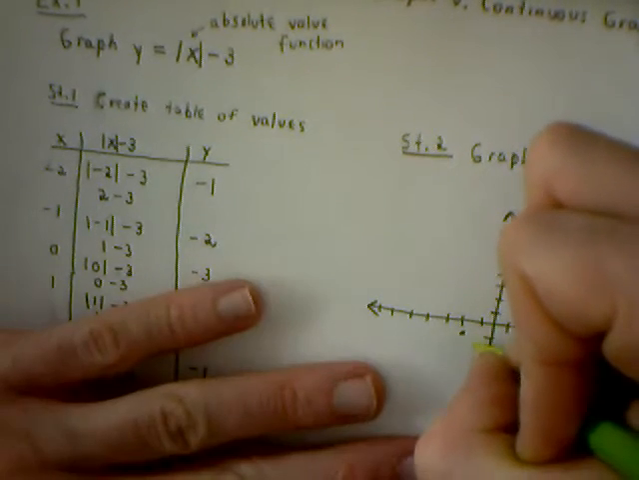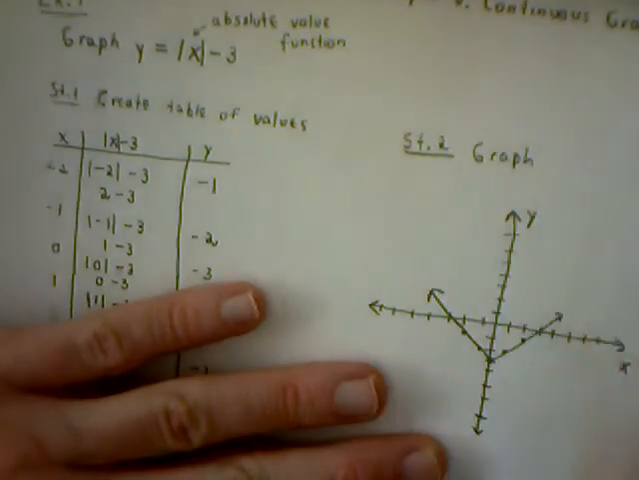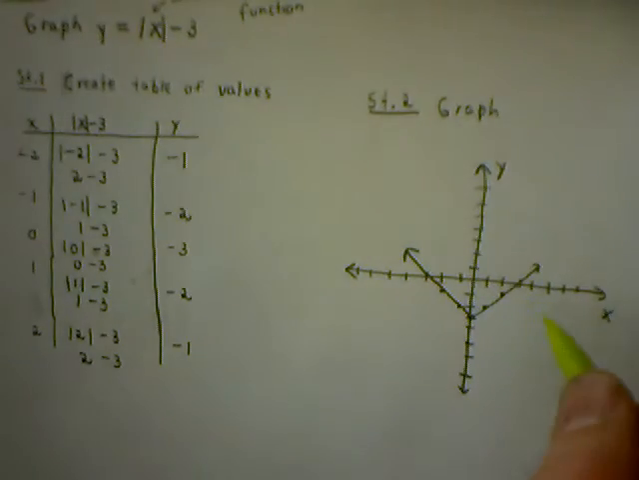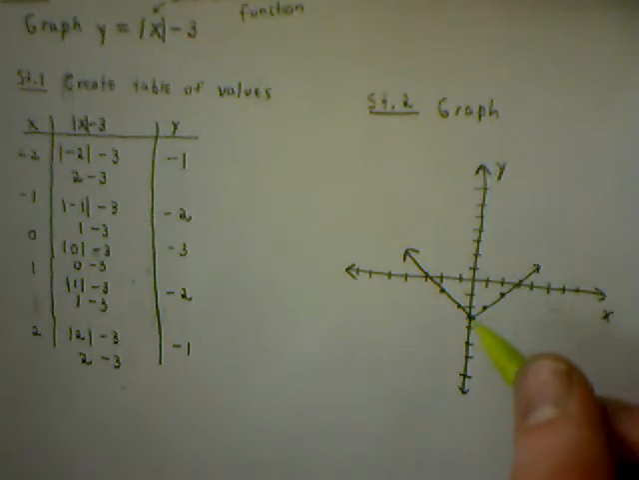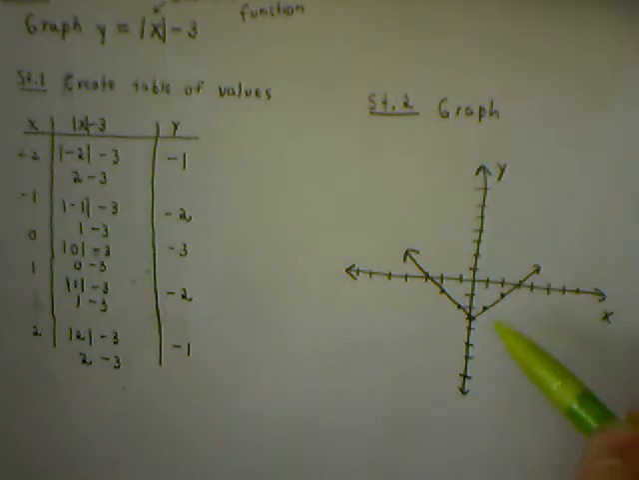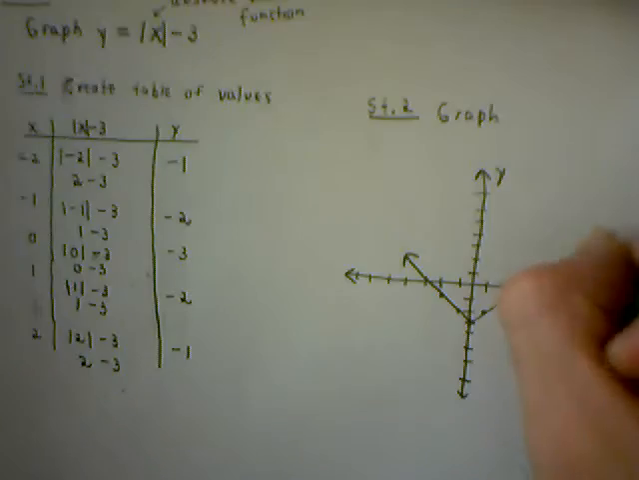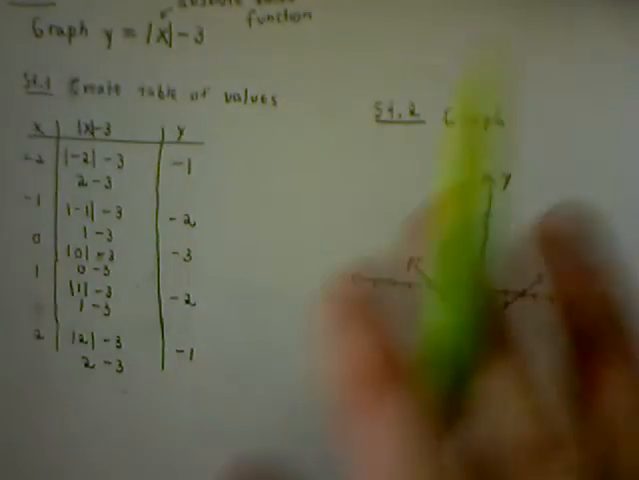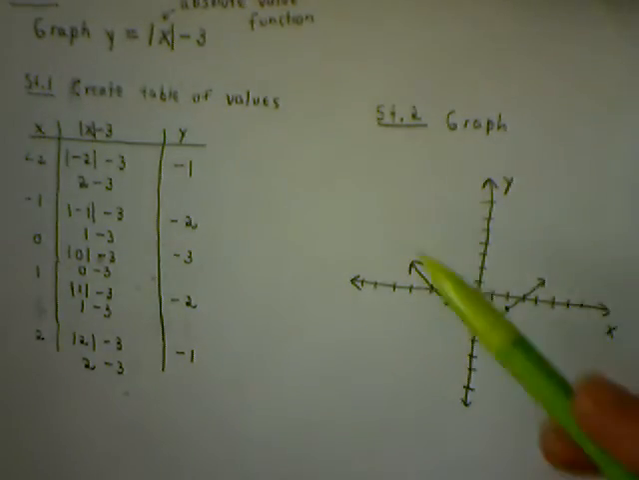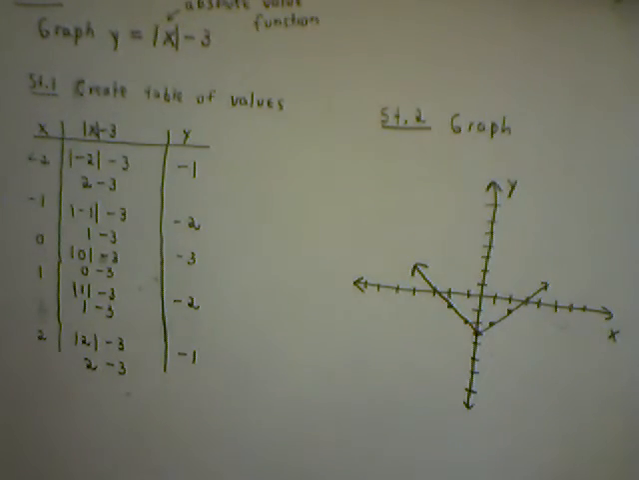And notice that my graph looks like a V. All absolute value functions will have this general shape. They'll look like a V. So it's non-linear. This is an absolute value function. No matter where the absolute value function is on the graph, it's still going to look like a V.